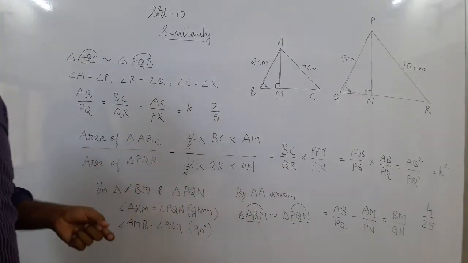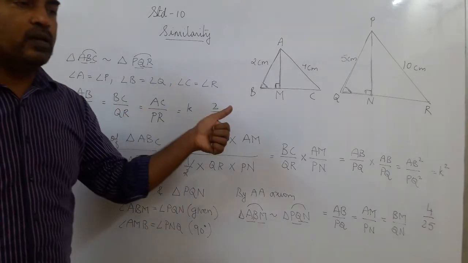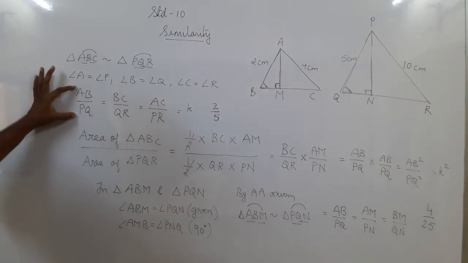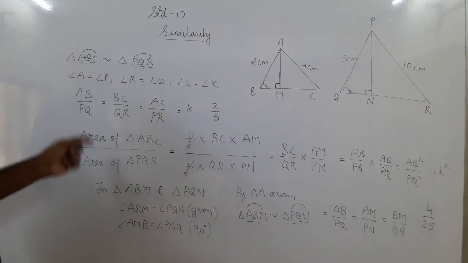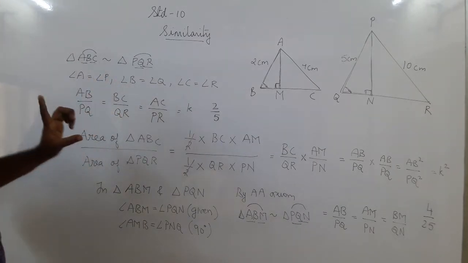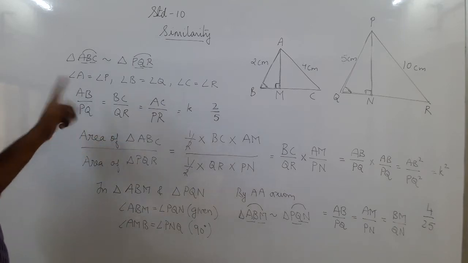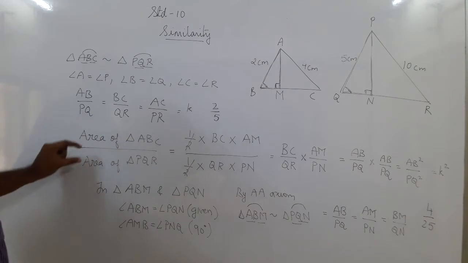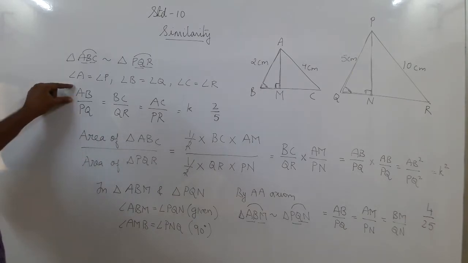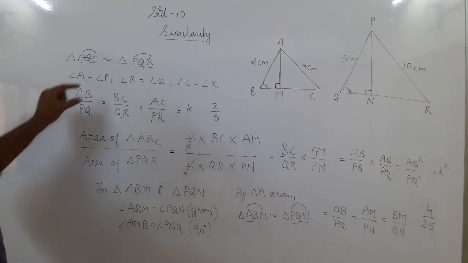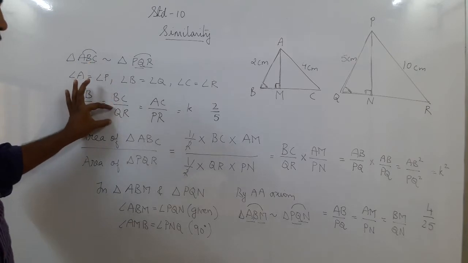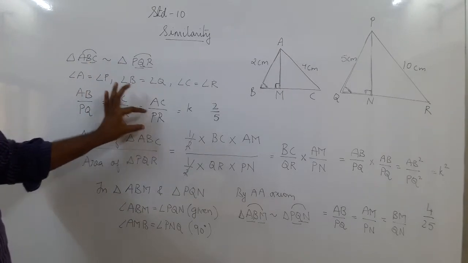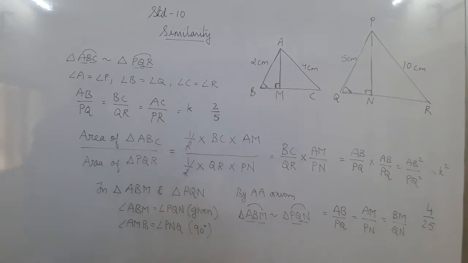So what will you remember? In two similar triangles, the ratio of their perimeters is the same as the ratio of the corresponding sides. And the ratio of their areas is the square of the ratio of the corresponding sides. So for the two similar triangles ABC upon PQR, I can write the ratio of areas as AB square upon PQ square, or BC square upon QR square, or AC square upon PR square. So this is the ratio of their areas.